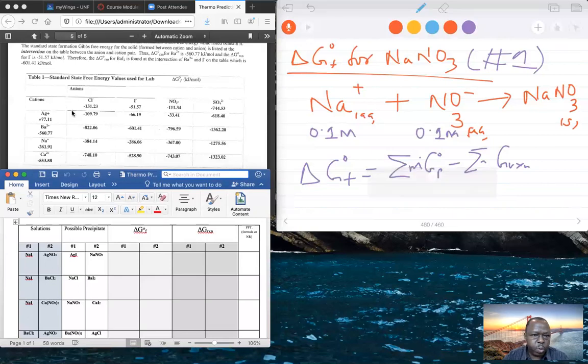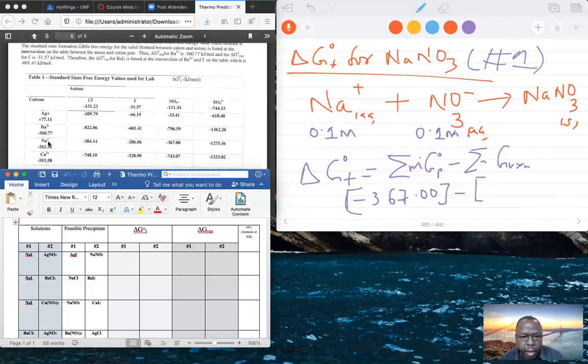sodium nitrate. So you look at where sodium combined with nitrate. I'll just follow all the way to the intersection between nitrate and sodium, and this is negative what? Negative 367.00. All right.